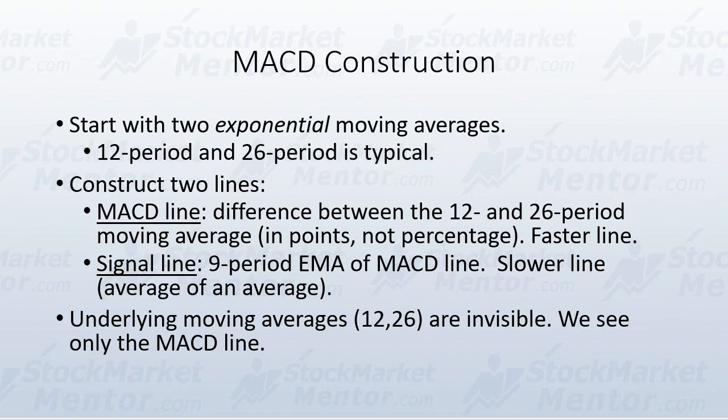And then the signal line is the 9 period exponential moving average of the MACD line. So this is a slower line. It's a moving average of a moving average of the distance between two moving averages. So this is a really, really slow line. But keep in mind, the underlying 12 and 26 moving averages are invisible. You're not going to see those. All you're going to see is the MACD line, the distance between them, and then the signal line.